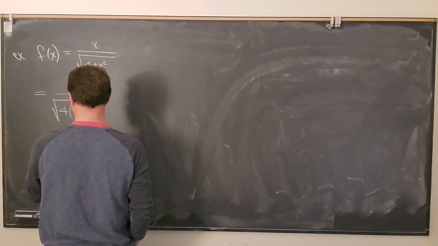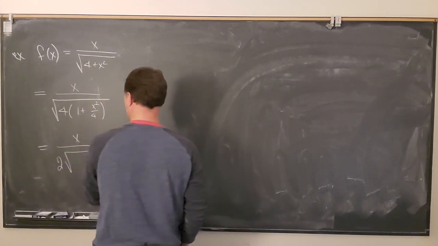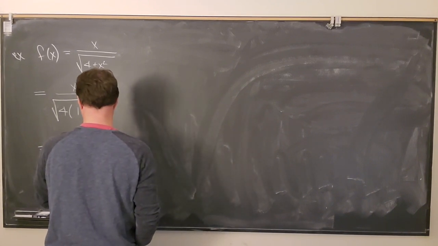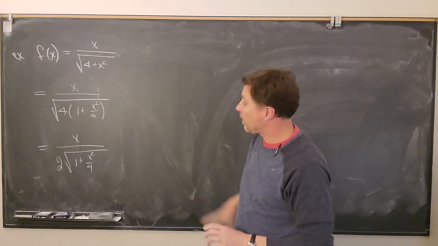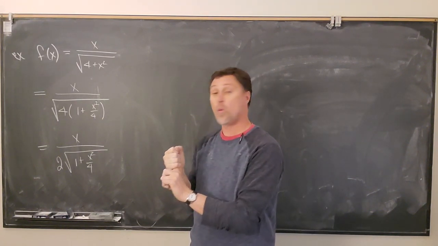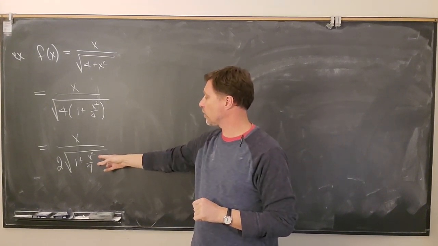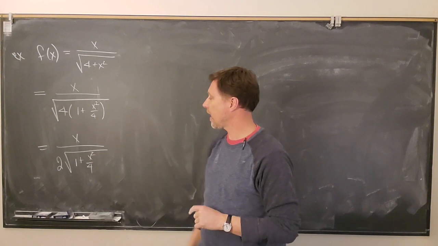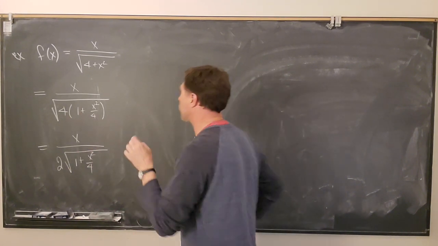And then we can write it like this: x over 2 times square root of 1 plus x squared over 4. So notice what we have. This is starting like this. It's a binomial series where the k value is -1/2. Then x squared over 4 was substituted, and then multiplied by x over 2. So that's how I want to approach this one.